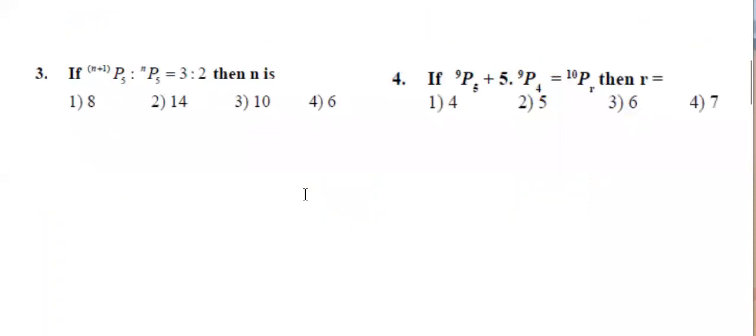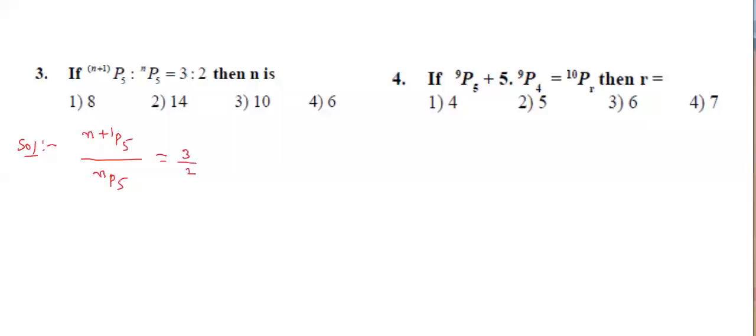I'm going to another problem. See, here (n+1)P5 : nP5 is equal to 3:2. Then what is n? Co-verification method or general method? So I'm going to use the general method. See here, (n+1)P5 divided by nP5 is equal to 3/2.